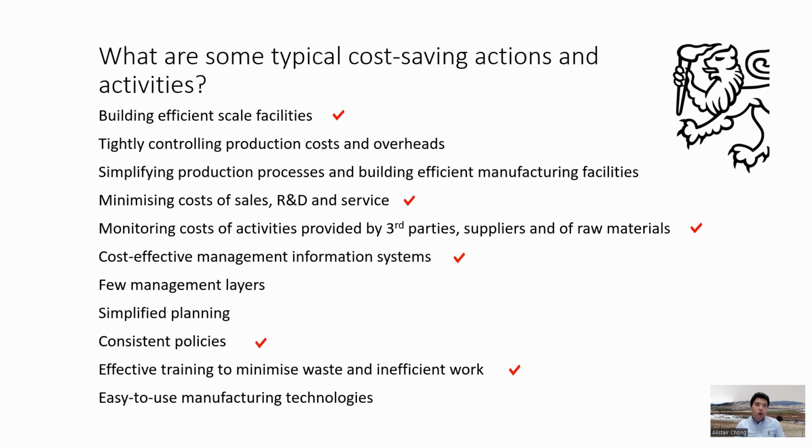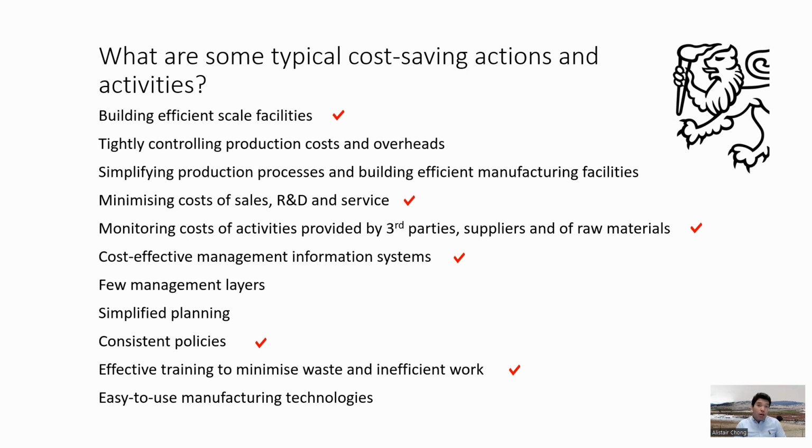Some of the typical cost-saving actions and activities that are involved look at building efficient scale facilities, so large, big box stores, essentially. Think about Bunnings here, but think about Walmart, Kmart, Lidl, Target across different countries. Minimizing the cost of sales, research, development, and service. So again, they don't have very high sales costs. They do very little research and development because most of their products, if not all of their products, are brought in from third parties or outsourced. And we've spoken about the differentiation in service across the stores already.